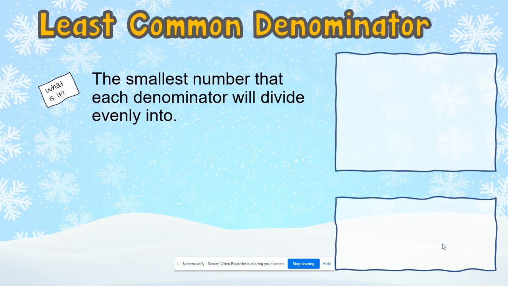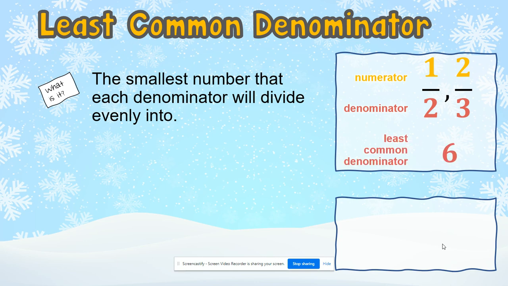What is it? We remembered that the least common denominator is the smallest number that each denominator will divide evenly into. So if I have two fractions, 1/2 and 2/3, the least common denominator will be 6. Notice that 2 and 3 can both divide evenly into 6.